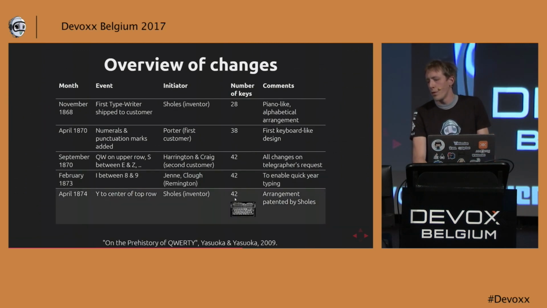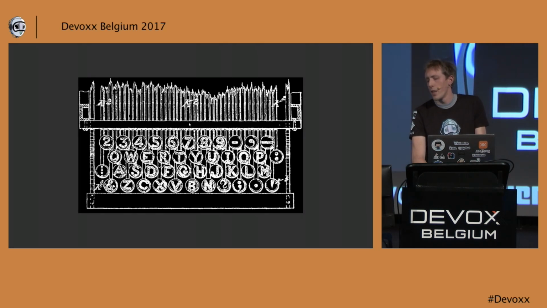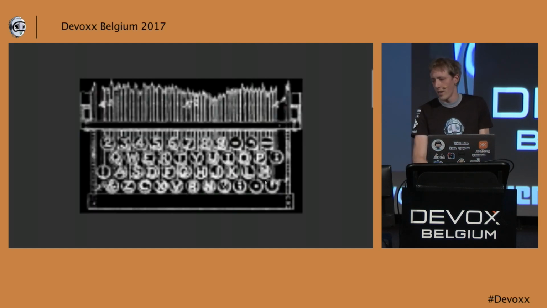And finally, the Y was moved to the center of the top row, which was also done by Scholz himself. And this is where we arrived at the Qwerty layout that we all know right now. Well, except for the M, but that change didn't happen until later.